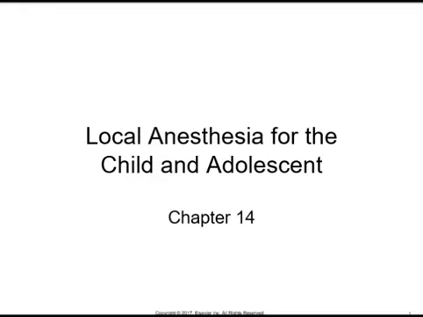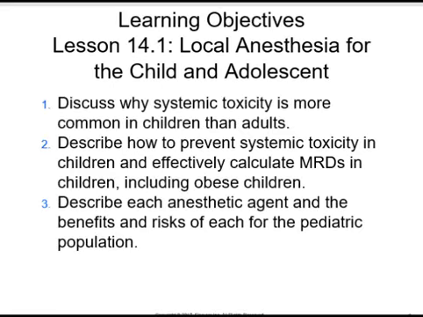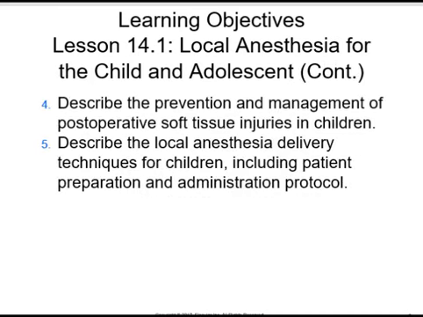Chapter 14 is local anesthesia for the child and adolescent. We're going to talk about systemic toxicity and why it's more common in children than adults. We're going to talk about how to prevent that, and then describe each anesthetic agent and the benefits and risks for the pediatric population. We're also going to talk about prevention and management of postoperative soft tissue injuries in children and local anesthesia delivery techniques for children.